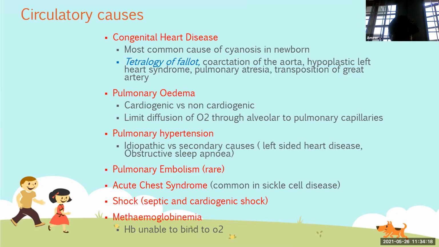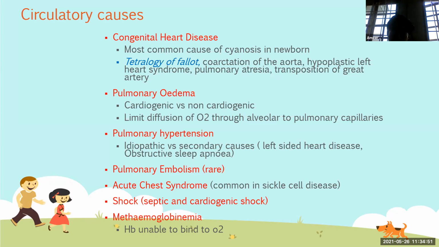And then the next one is shock, and the two types of shock that can cause cyanosis are septic shock and cardiogenic shock. And finally, the last cause is methemoglobinemia, which is a condition where hemoglobin is unable to bind to oxygen because the iron changes from Fe2+ to Fe3+.